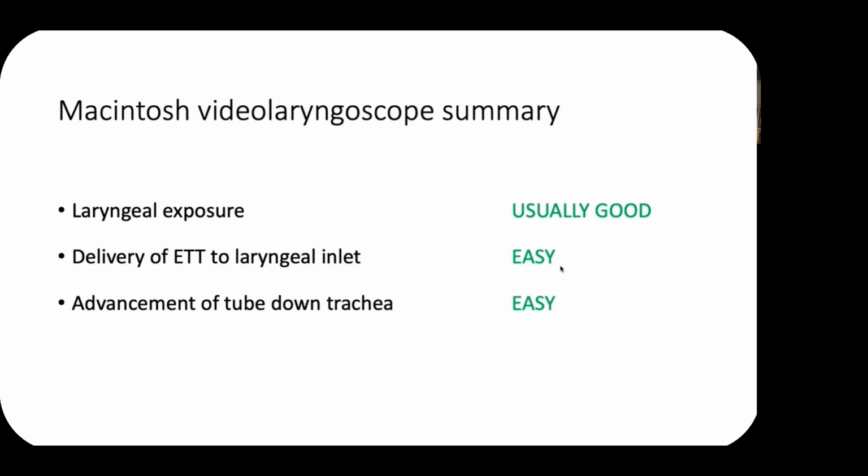So, with Macintosh videolaryngoscopes, we can expect laryngeal exposure that is better than with Macintosh direct laryngoscopy, and much more often than not is good. Delivery of the endotracheal tube to the laryngeal inlet and advancement of the tube down the trachea are usually comparatively straightforward, and a bougie is a suitable intubation aid.